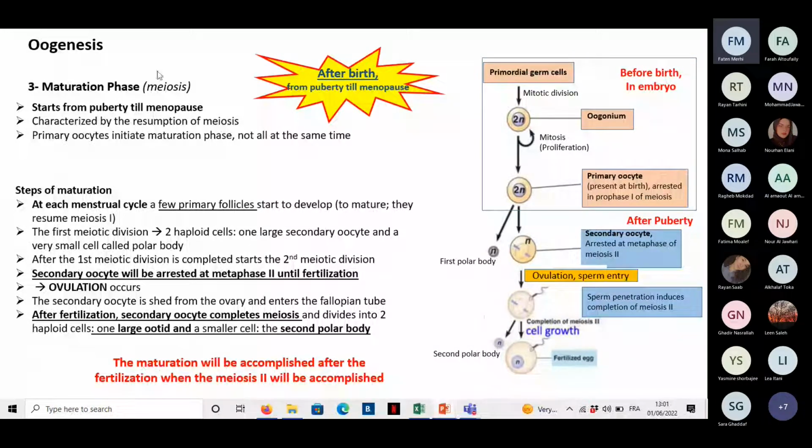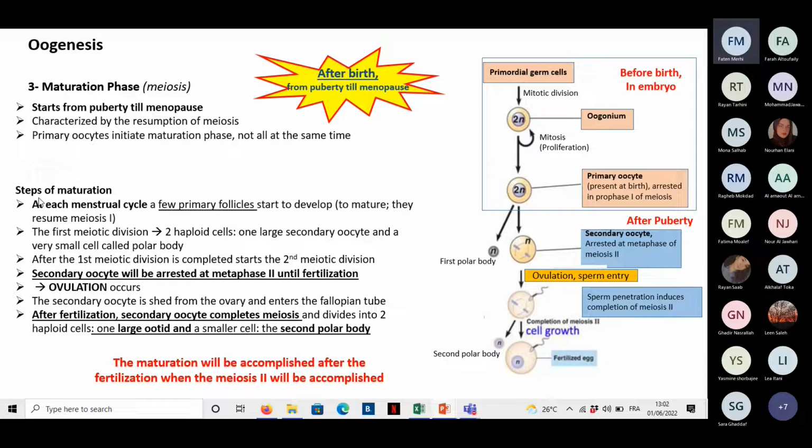As I said, when I talk about maturation, I'm talking about meiosis. So when I say the meiosis, we also mean the maturation phase. So the maturation phase starts from puberty till menopause, and it is characterized by the resumption of meiosis, because as you know, before birth, we had this meiosis arrested at the diplotene of prophase 1. So after puberty, during the maturation phase, we have the resumption of meiosis, and the primary oocytes initiate the maturation phase. So some primary oocytes will resume the meiosis, but not all of them at the same time. At each menstrual cycle, only few of them will get matured and resume the meiosis, and not all of them at the same time.